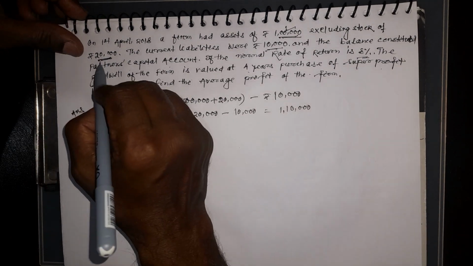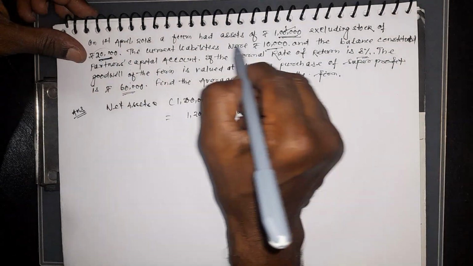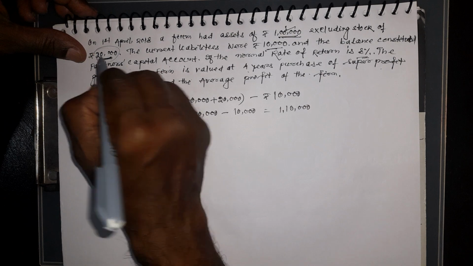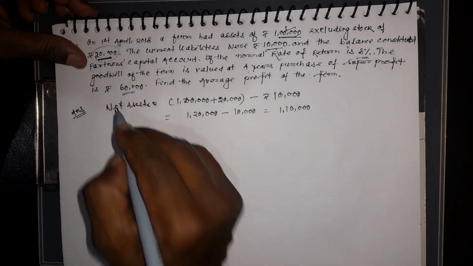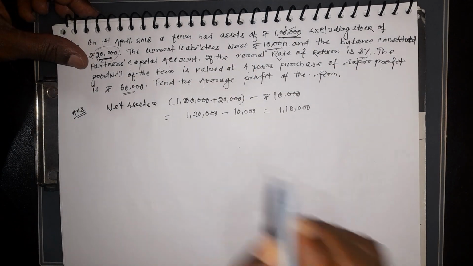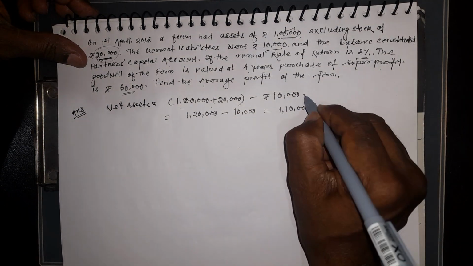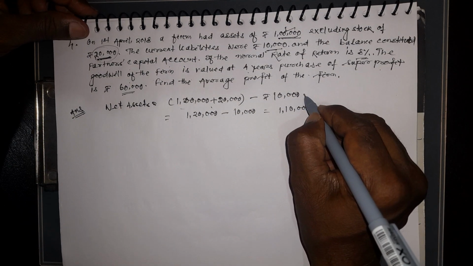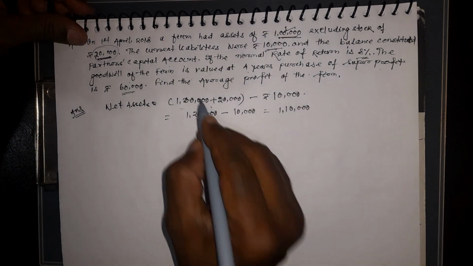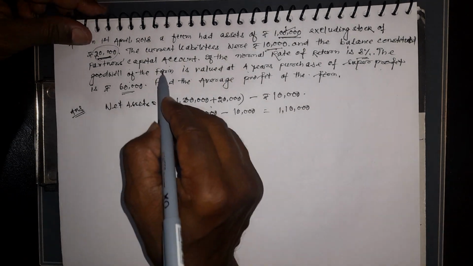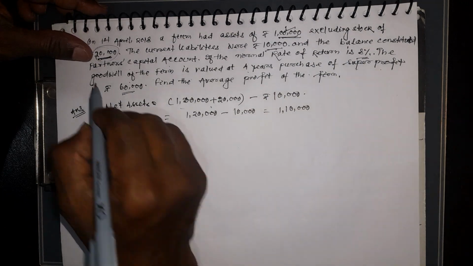Clear? So here you see, it is given excluding stock, which means stock is not included, so we have to include that. To find the total assets, we have to include the stock also. Then total assets minus current liabilities, or capital employed we can say.